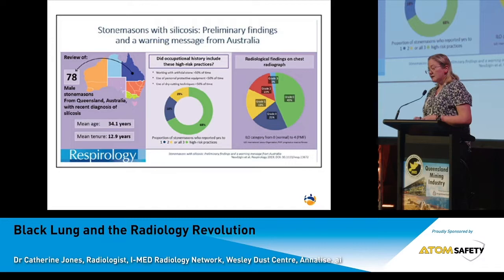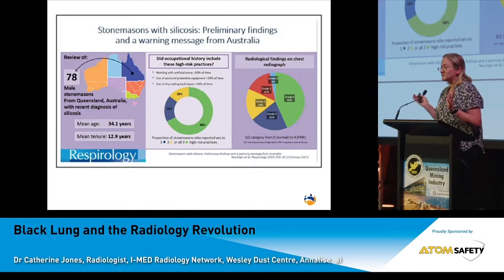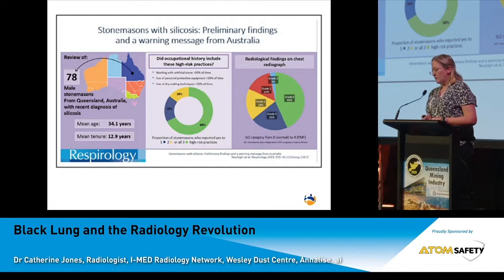And this is in 2019, this was a preliminary warning that a group of us put together, a warning from Australia that this disease of silicosis, black lung, these have not gone away. And it really highlighted in one of our big respiratory medicine journals that asking an occupational history is vital when we see people presenting with symptoms.